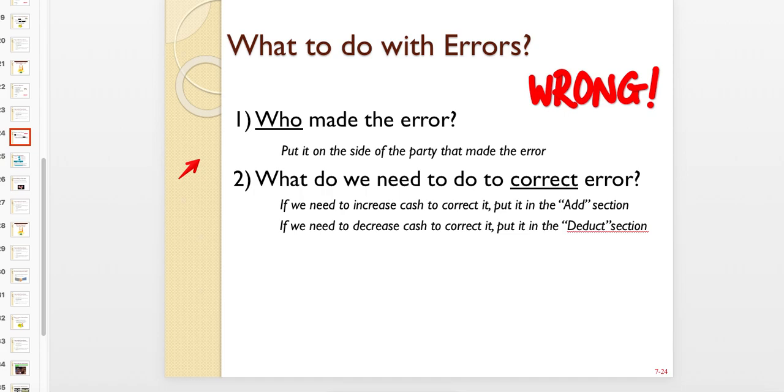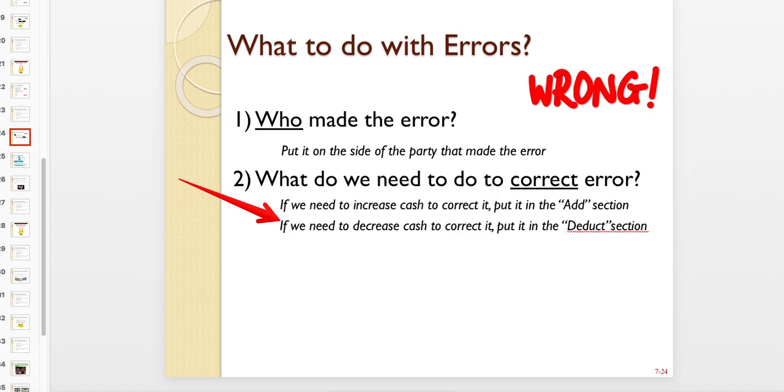The second question we need to ask ourselves is, what needs to be done in order to correct the error? If we need to correct the error by increasing cash, we're going to put it in the add section of the reconciliation. But if we would need to decrease our cash account in order to correct it, we would put that in the deduct section.